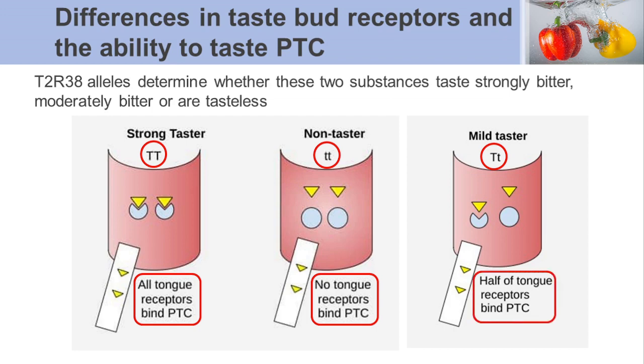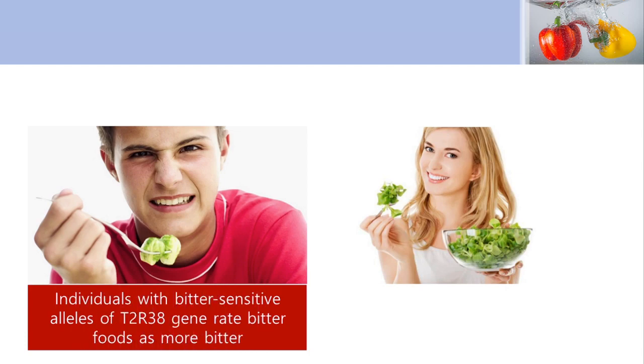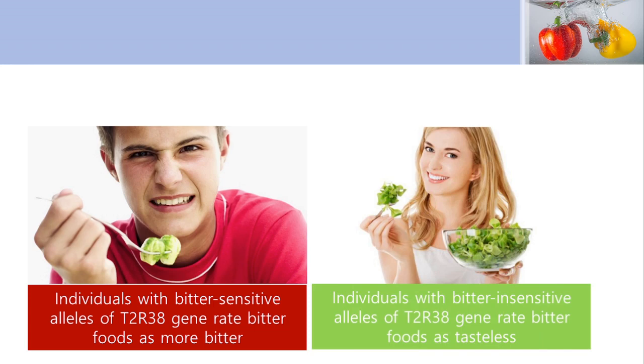Some of the tongue receptor cells will have the T2R38 receptor, which can bind PTC. Hence, such individuals will taste PTC as moderately bitter. Individuals with bitter sensitive alleles for the T2R38 gene will rate bitter foods as more bitter because they have the T2R38 receptor on the tongue receptor cells. On the other hand, individuals with bitter insensitive alleles of the T2R38 gene rate bitter foods as tasteless since they don't have T2R38 receptors on the taste receptor cells.